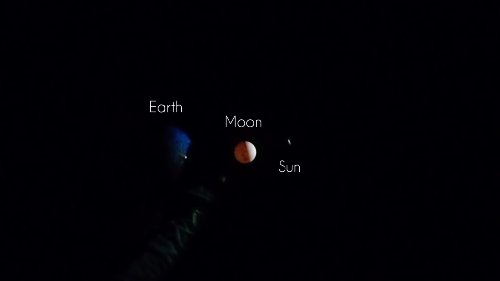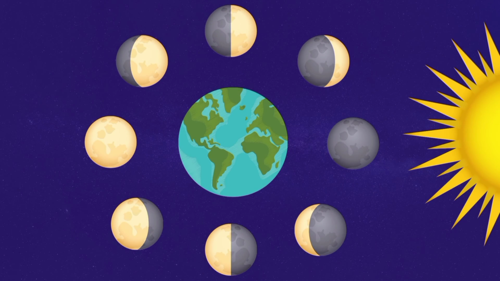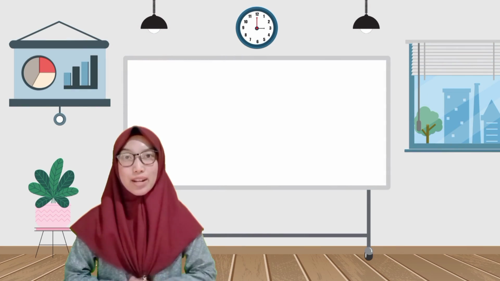After that, the moon moves back to the initial position when the moon is completely dark, which we know as the new moon phase, and the cycle will repeat. That is the experiment this time.